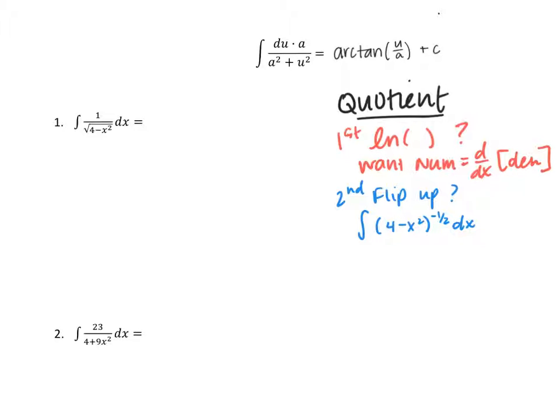And if I do that, I want to look at the inside function's derivative, and I want that to be the other factor. Do I have that here? The derivative of my inside function would be negative 2x. Do I have another factor of negative 2x? No. If it was just negative 2, that's okay, because I can adjust by that, like if this was 4 minus 2x.